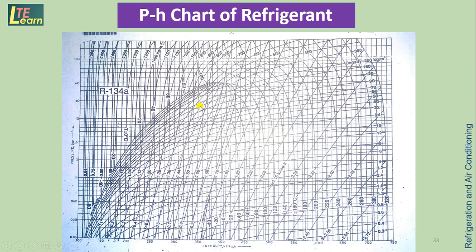In order to plot vapor compression cycle, we use pH chart of refrigerant. So let us understand the chart. Here it consists of saturated curve. This is a bell-shaped curve which consists of left side, that is called as saturated liquid line, right side, that is called as saturated vapor line. This is a critical point.